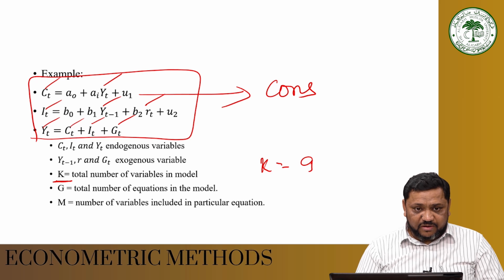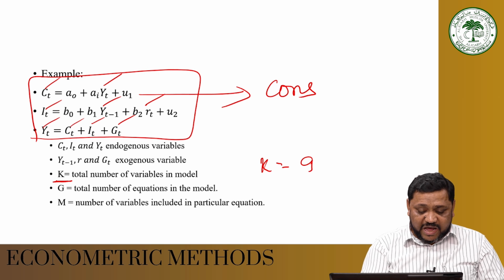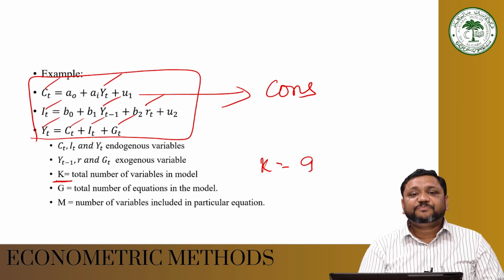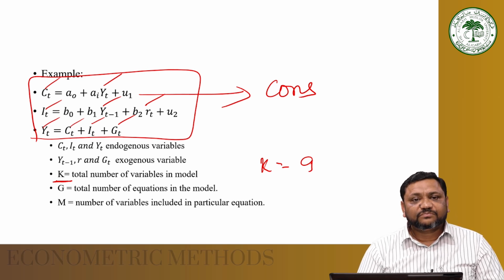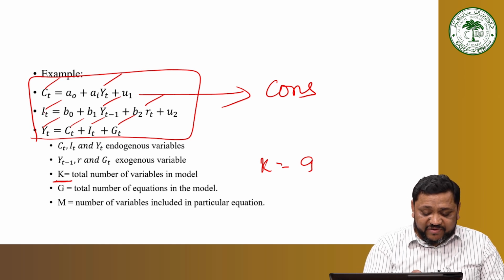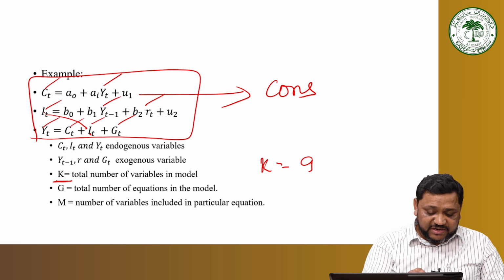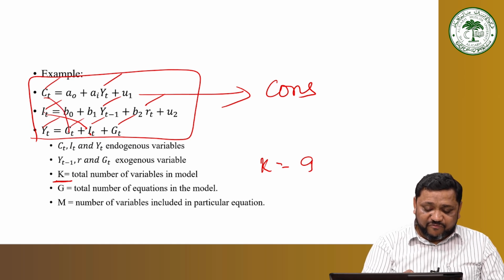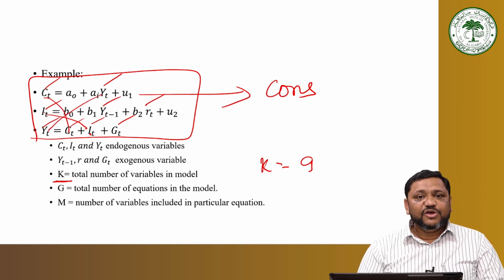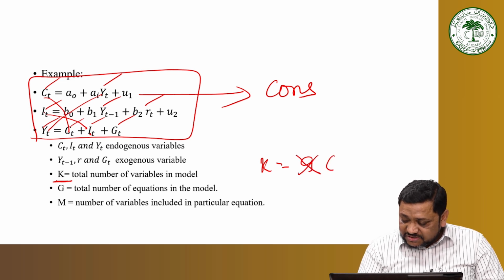Is it okay? Have I repeated any one of them? Yes, I have repeated some of them. It I have taken over here also, it is repeated. Ct is repeated. Yt is repeated. So the total number of variables is not 9, rather it is 6.